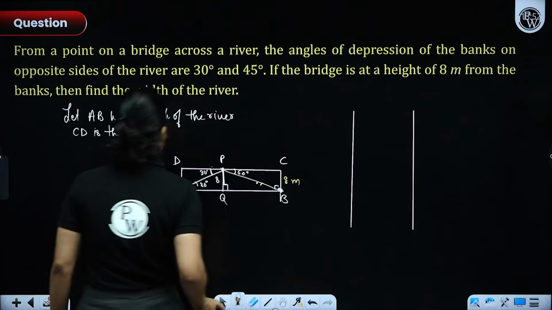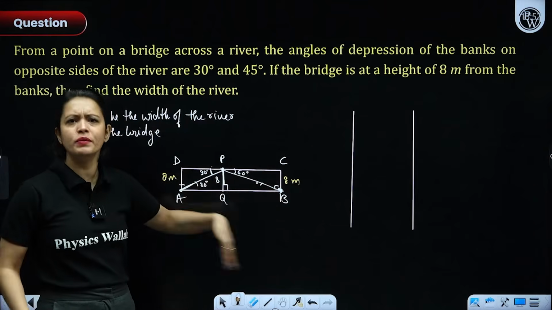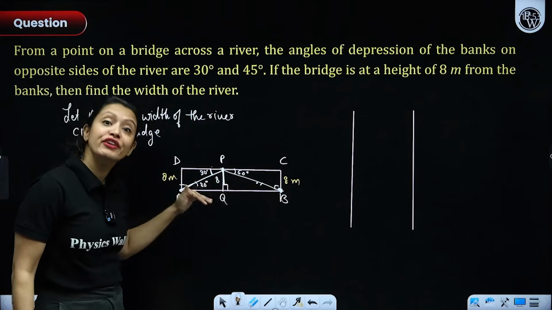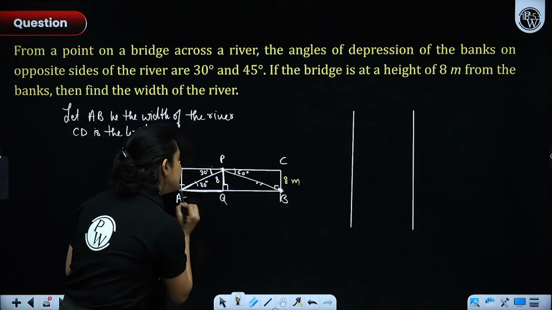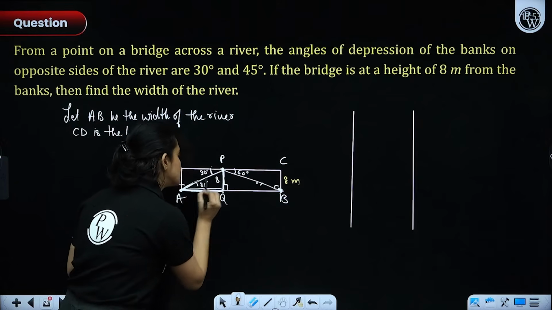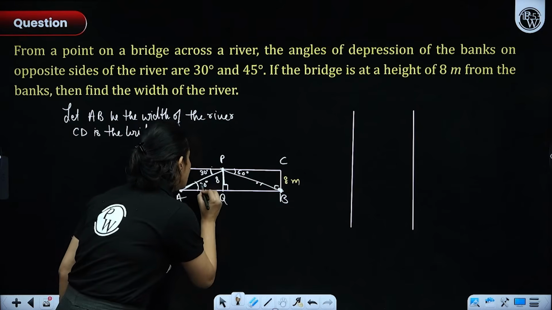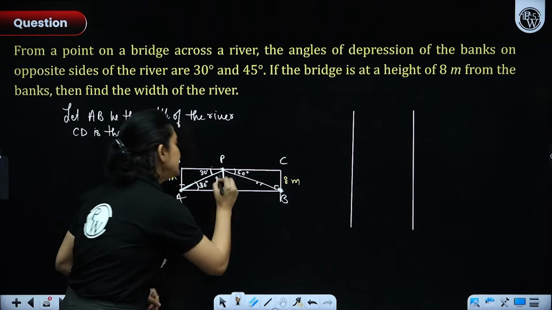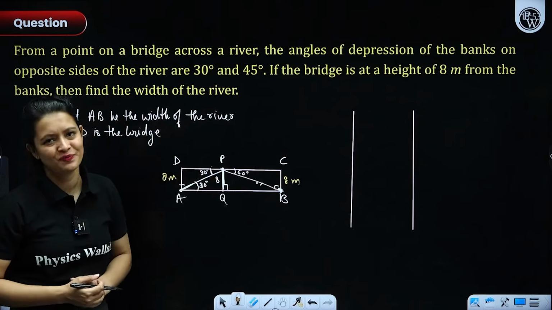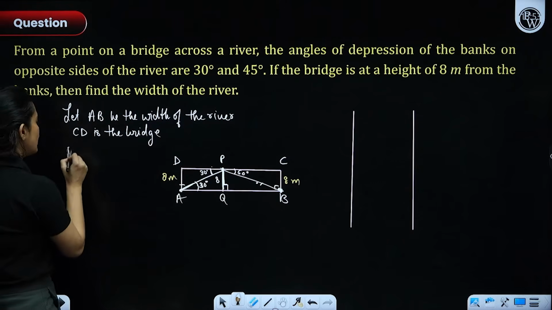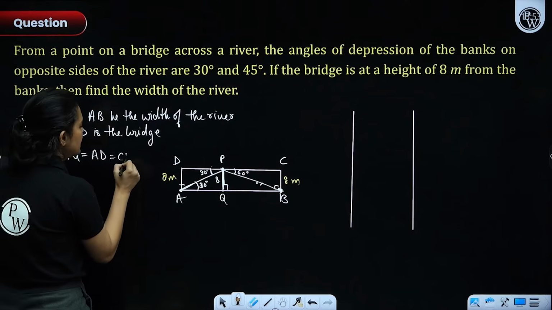So, to figure out AB, I will need AQ, I'll need QB, right? AQ plus QB is AB. So, how will we figure out AQ? How will we figure out QB? So, first for AQ, I will take this triangle here. Now, in this triangle, I know an angle of elevation, it is 30 degrees. I know one line segment to be 8 meters. Can I not figure out AQ very easily, right? So, first of all, I'll mention that PQ is equal to AD is equal to CB is equal to 8 meters.